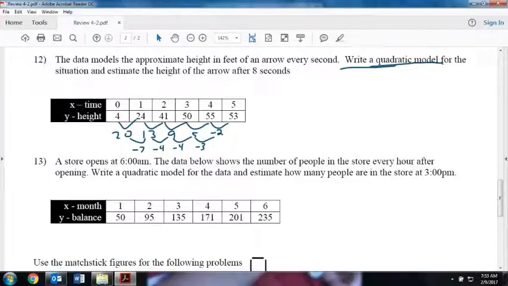So those are a little awkward. They're not that well placed. But it is what it is. And they tell us to write a quadratic model, so we are going to average our second differences together.